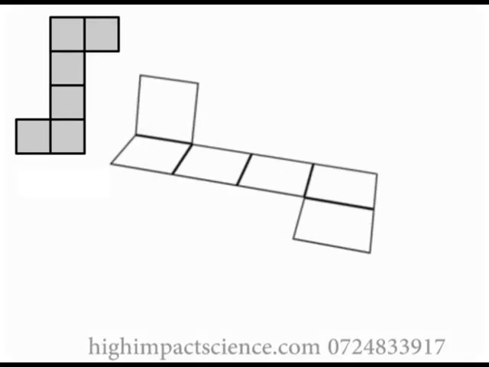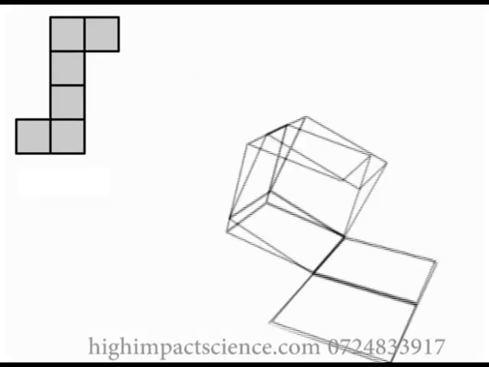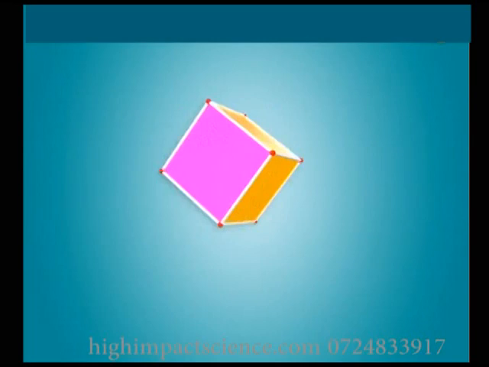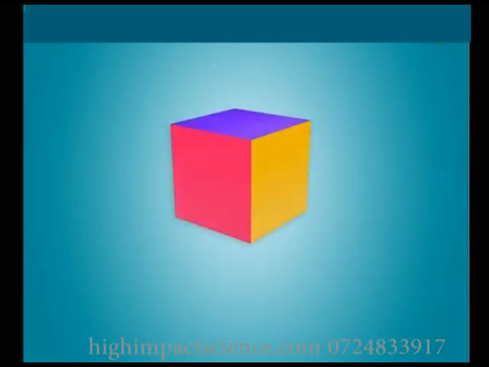Next chapter, three-dimensional geometry. Geometric properties of solids. Now, solids are made from plane figures folded or joined together to produce a 3D orientation. The flat surfaces of a solid are called faces, and these are made from plane figures.